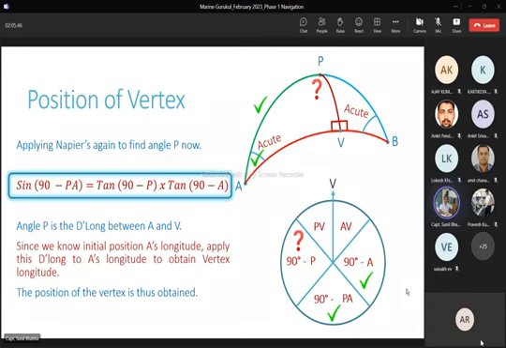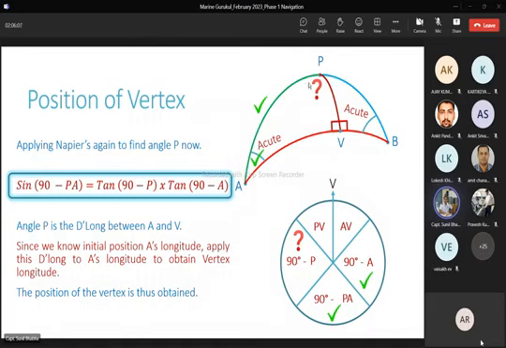So have a good look, beta. Let me know any doubts coming in mind. Sir, can you explain the second part, starting from since we know initial position? Okay, angle P is a d long between A and B, and after that, please. That's right.